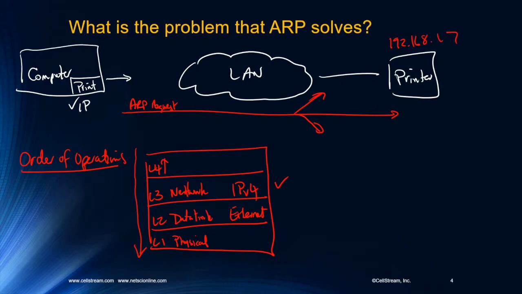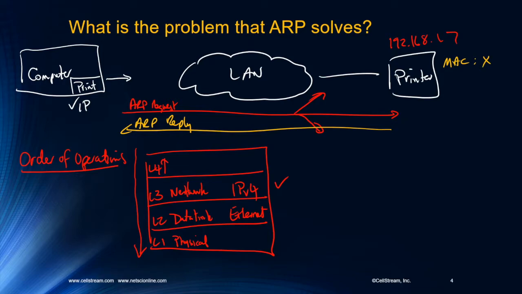So who has 192.168.1.7? Now, the printer should be listening for these ARP requests. And what it's going to do is send a reply. It's going to come back and say, you can find me, or you can find that address, at some MAC address. So let's just say it's MAC X, whatever that is. We'll see an actual demonstration of this here in just a minute.